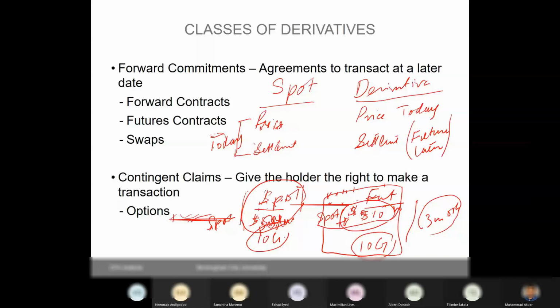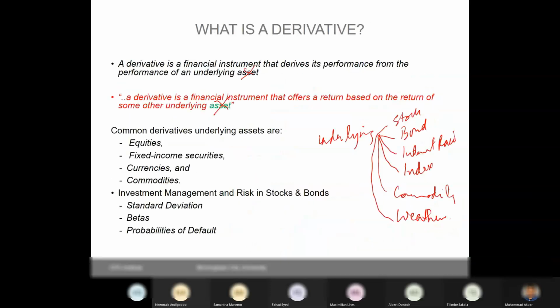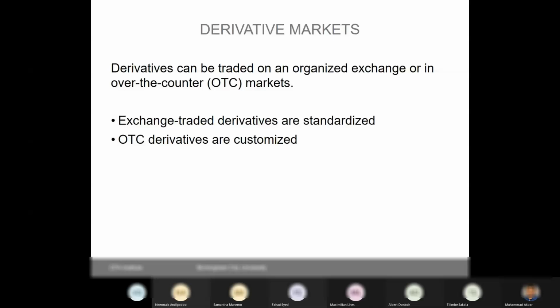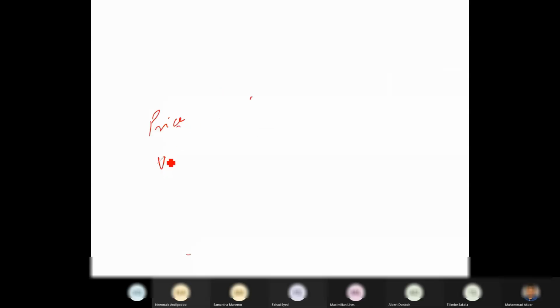Then another important concept is the price and value of a derivative contract. For a stock, you don't have anything different. But a derivative may have a price of $100 and it will have a value of something else. So what does this mean?